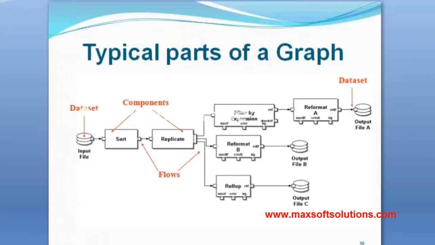So typical parts of a graph: components, datasets, flows, ports.